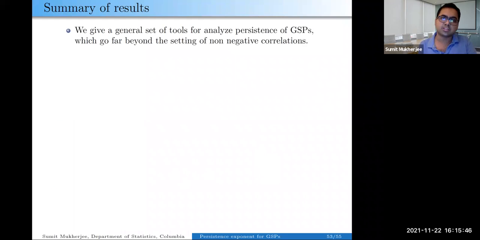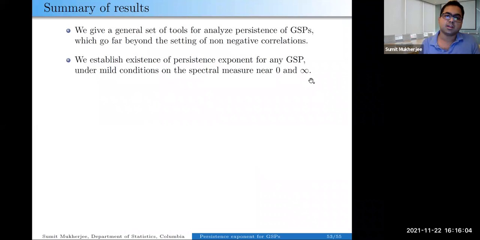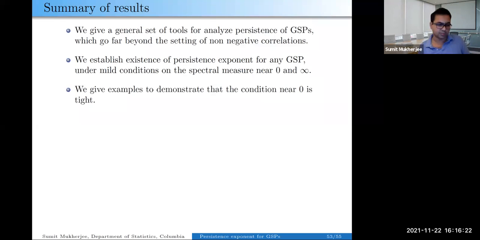So in this talk, we discuss a general set of tools for proving existence and studying properties of Gaussian stationary processes, which in particular does not require your process to have non-negative correlations, and sort of recovers most of the results known for non-negative correlations under very mild assumptions. We show that the exponent exists if your mu prime 0 is not 0 and not infinity, and if you have log beta moments, and we also give examples to demonstrate that you do need the conditions for existence of the exponent.